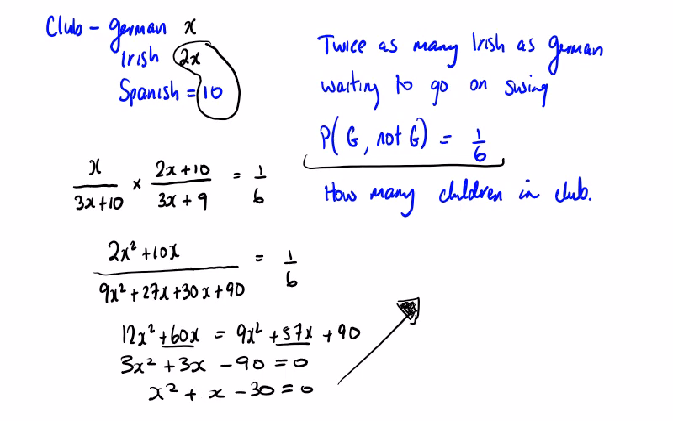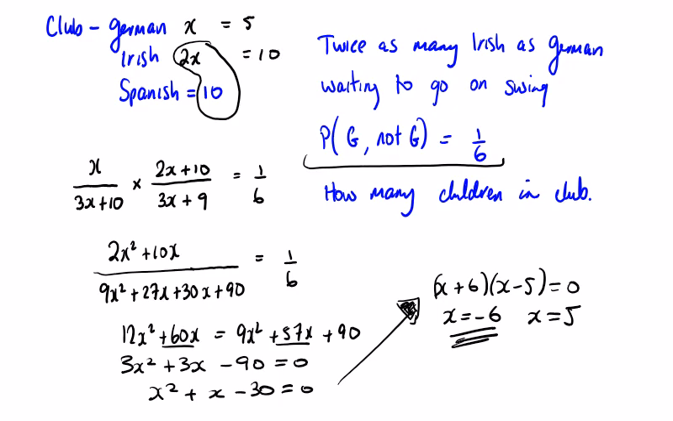So don't rush these questions. We're going to get a 6 and a 5. So we're going to have x plus 6 by x minus 5. So x is equal to minus 6, but we can't have a negative number of Germans. So there has to be 5 Germans. We go back up here. 5 Germans, which would be 10 Irish and 10 Spanish, giving a total of 25 students in the club.